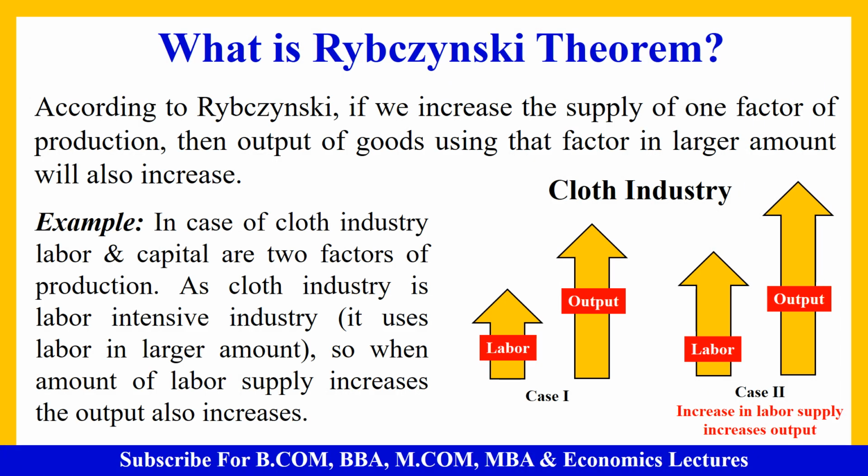According to this theorem, if we increase the supply of one factor, then the output of goods using that factor in larger amount will increase. Let's take an example of cloth industry. We take two factors of production, that is labor and capital. We take a cloth industry, which is a labor intensive industry. That is, it uses labor in larger amount to carry out the production process. Suppose we increase the supply of labor. In this case, as cloth industry is labor intensive industry, with increase in labor supply, the output will also increase. So this is what this theorem states.